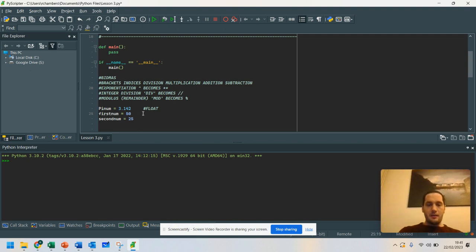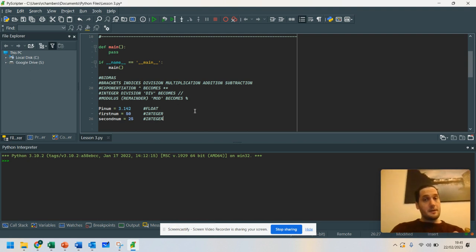This, however, here is not a float, it's an integer. And this here, again, is an integer. Why is that important? In our future videos, we'll talk a little bit about that, and you'll learn that when you're working with integers and floats, you may have to convert them into different data types to work with different programs. So it's really important that you pay close attention to that in what you're doing.